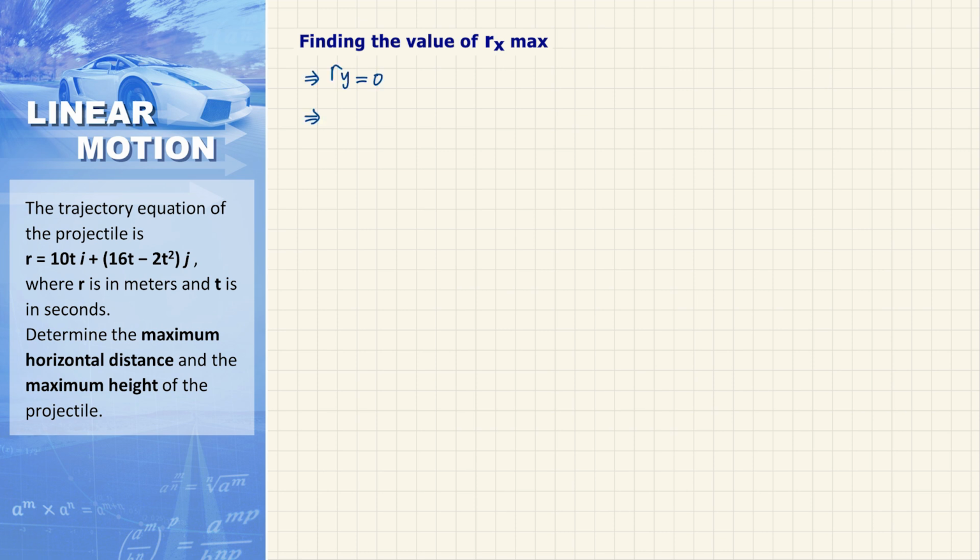We substitute the equation for motion along the y-axis. This can be factored into 2t multiplied by, in parentheses, 8 minus t. For the first factor, 2t equals 0, so t equals 0. For the second factor, 8 minus t equals 0. We get t equals 8 seconds.